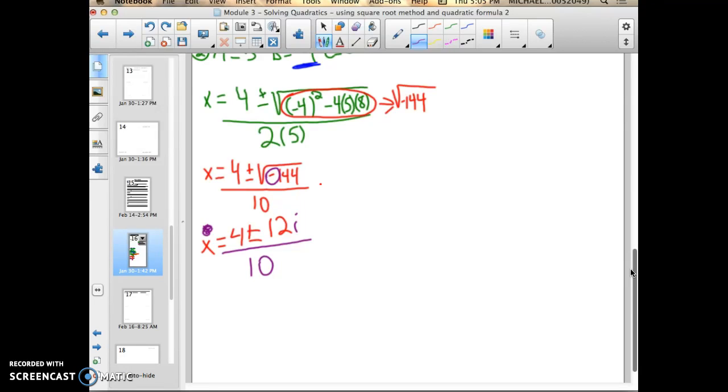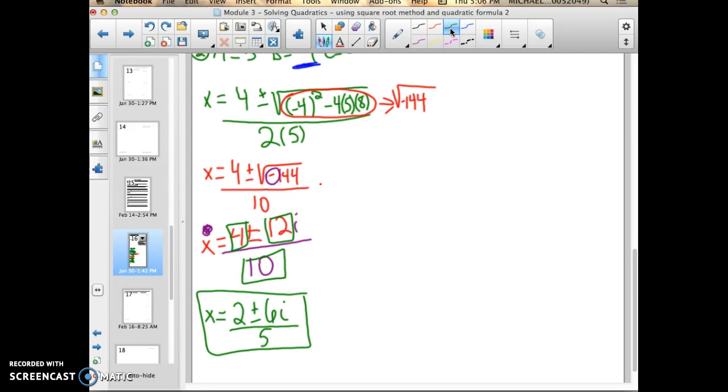Now, in this case, I see whole numbers here, here, and here. They are all even, so I know that they can be reduced by a factor of 2. So I can write x equals 4 divided by 2 is 2, plus or minus 12 divided by 2 is 6. Don't forget your i. All over 10 divided by 2 is 5. And I am all done.